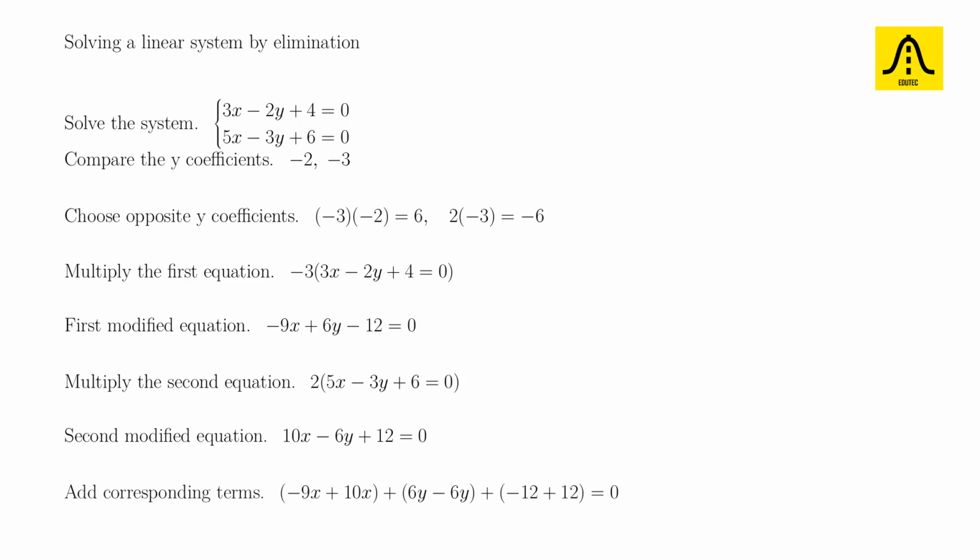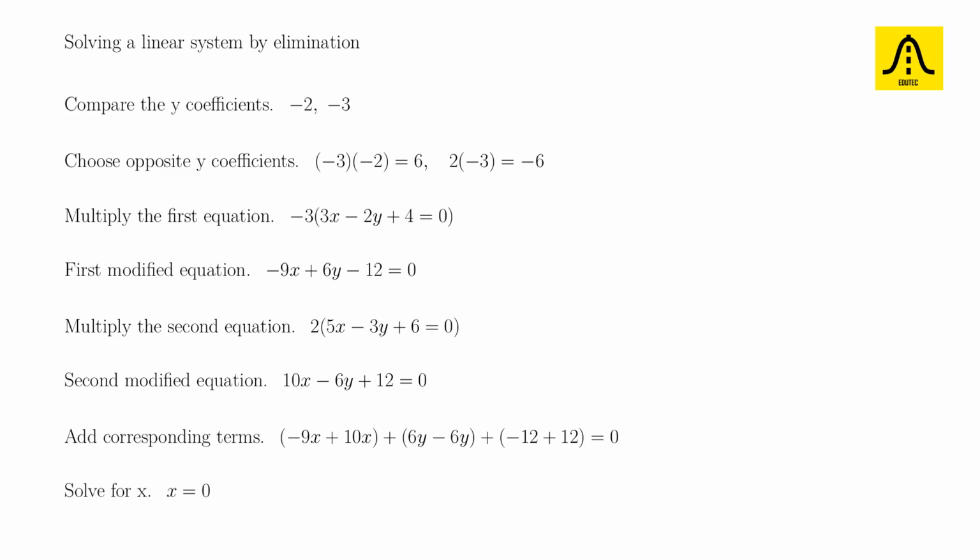Add the equations vertically, x terms with x terms, y terms with y terms, and constants with constants. The y terms cancel, the constants cancel, and we get x equals 0.